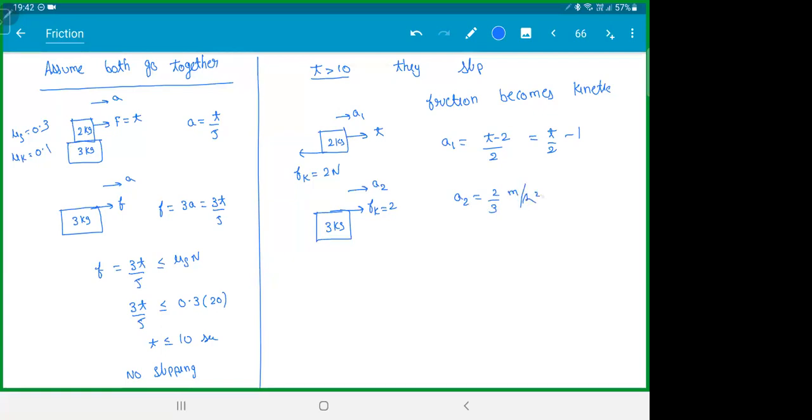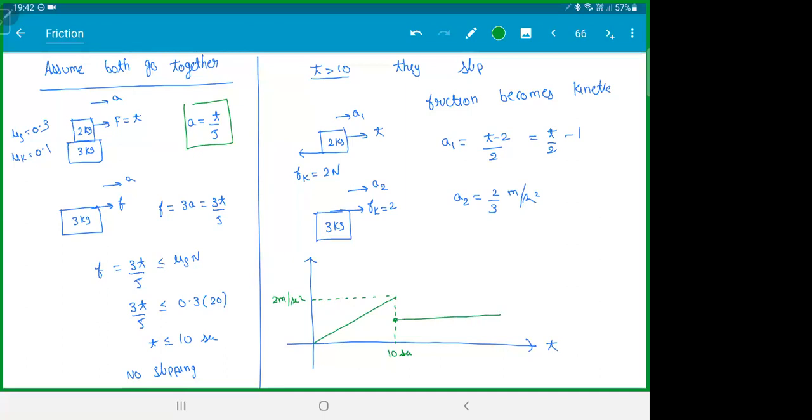Look at how the graph looks. If I draw the graph for the 3 kg block, first it will go as T by 5. This looks like the previous one up to 10 seconds. And then the 3 kg will suddenly drop. Now look at this. When you put T is equal to 10, this value is 2 meter per second square. Then the value suddenly drops and becomes 2 by 3 meters per second square. This is the acceleration of the 3 kg block. There's a sudden drop because the friction value suddenly drops.